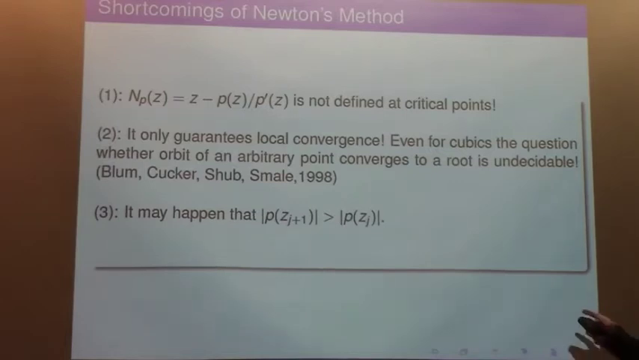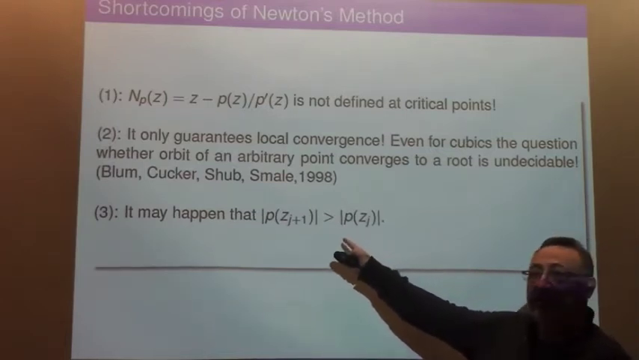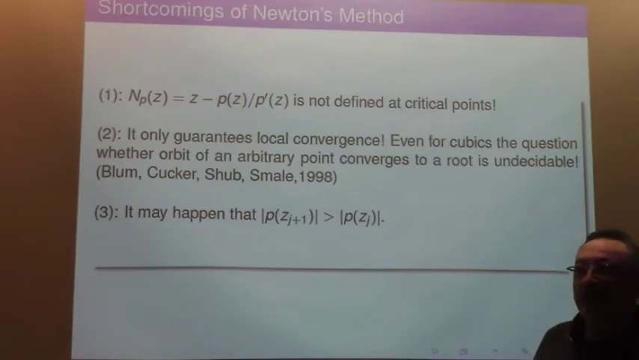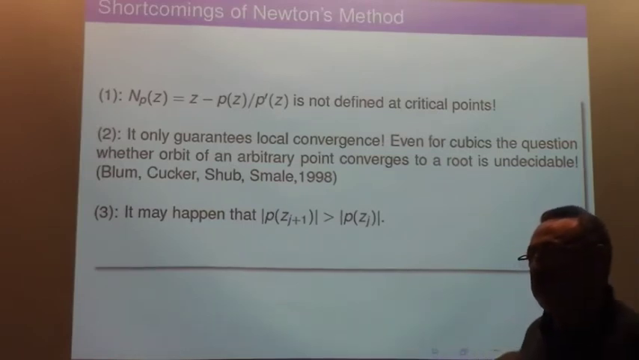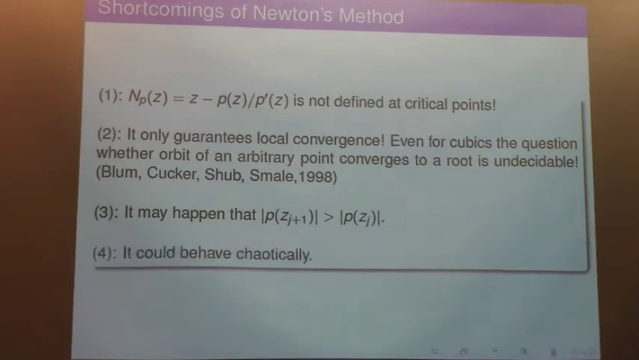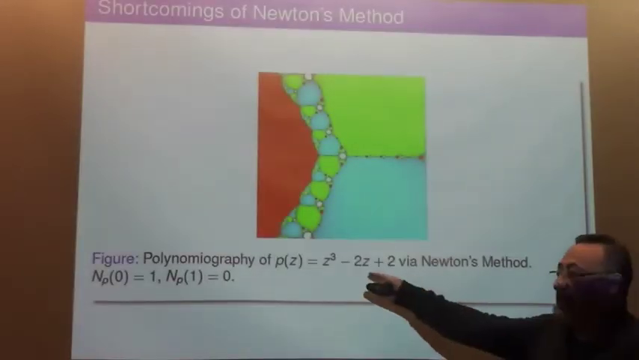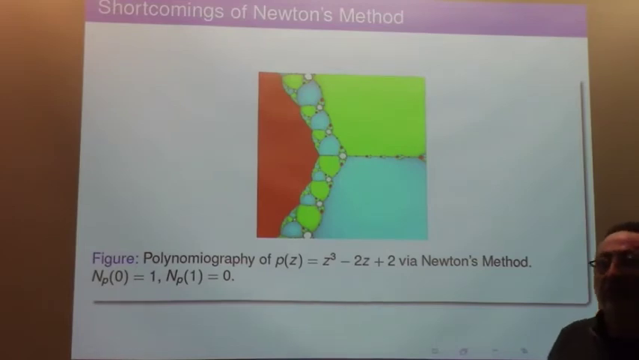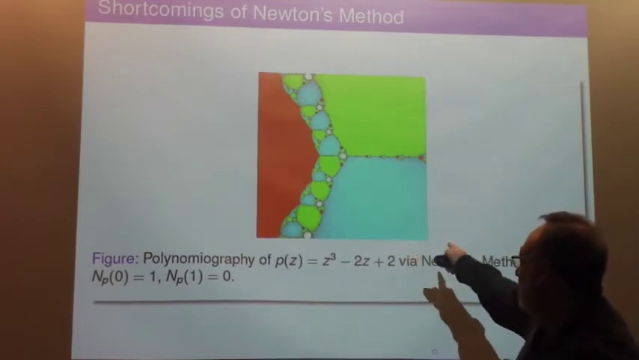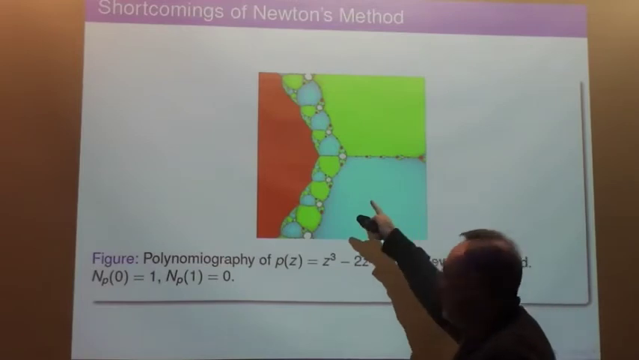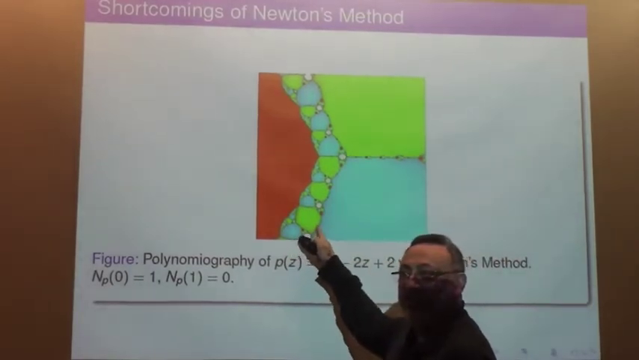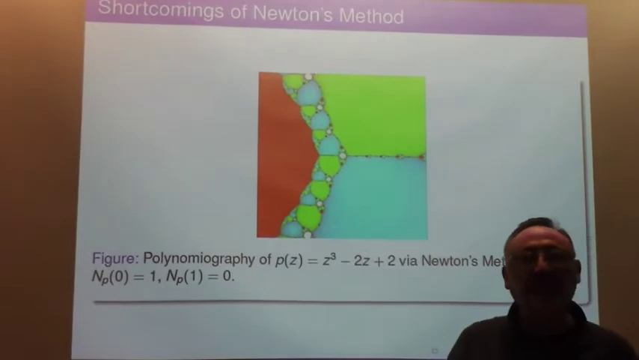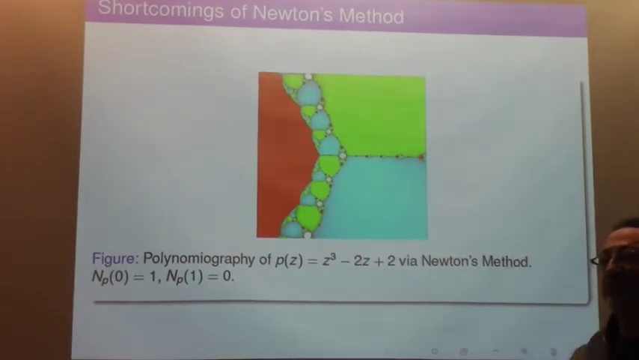And it may perform poorly, in the sense that the modulus of the polynomial at the next iterate could be larger than at the current one. So these are pathologies. It could behave chaotically. For instance, in this example, a polynomial taken by Smale, we have 3 roots, 3 colors, plus these white areas. These white areas are bad. If you pick a seed within those white areas, it doesn't converge to any of the roots. So Newton's method could be poor.